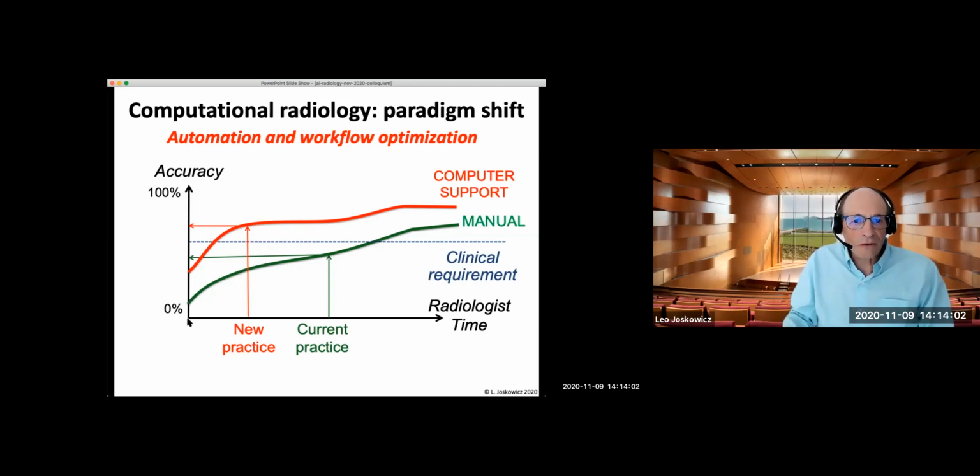We don't want something fully automatic, but we want a new practice in which the accuracy is above the clinical requirement, and we want to quantify what this clinical requirement is. And we want, of course, less time and more accuracy. That's already a big gain.